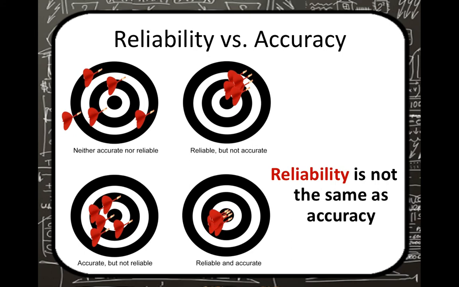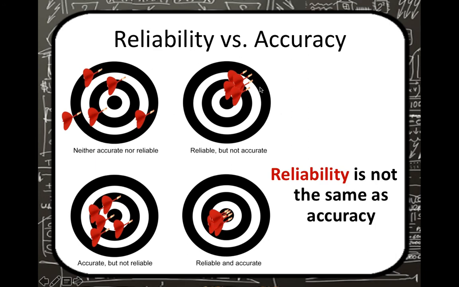So keep in mind that reliability and accuracy are not the same thing. Accuracy is more akin to validity, right? Are you really getting what you think you're getting? So here are some different examples or possibilities. On the upper left, we see this method of trying to get to the bullseye is neither accurate nor reliable. It's not accurate because we're not hitting the bullseye, and it's not reliable because the darts are spread all over the place.